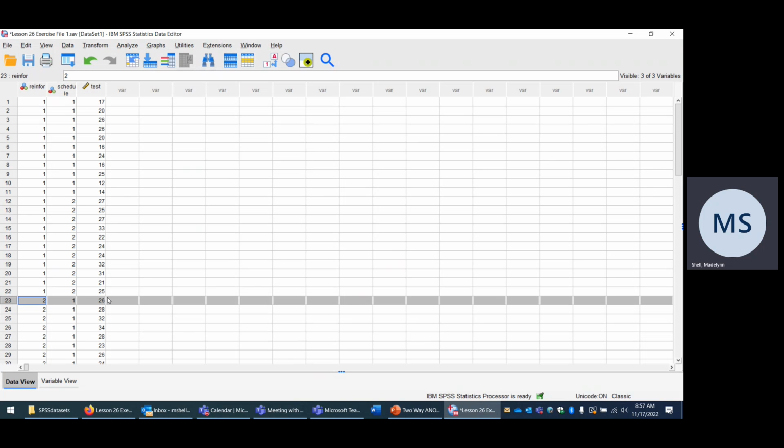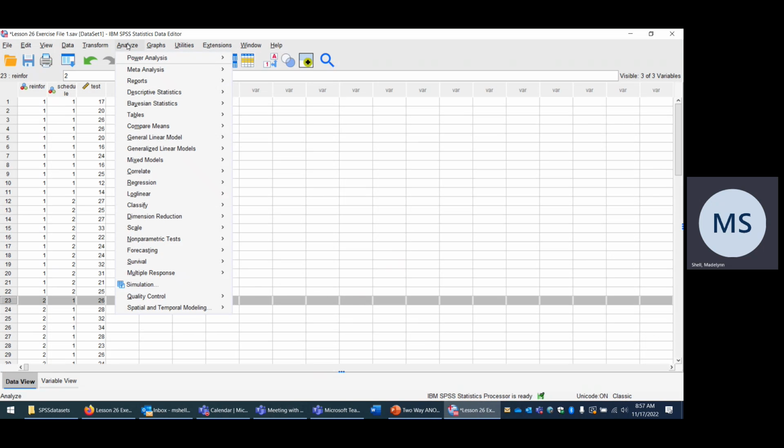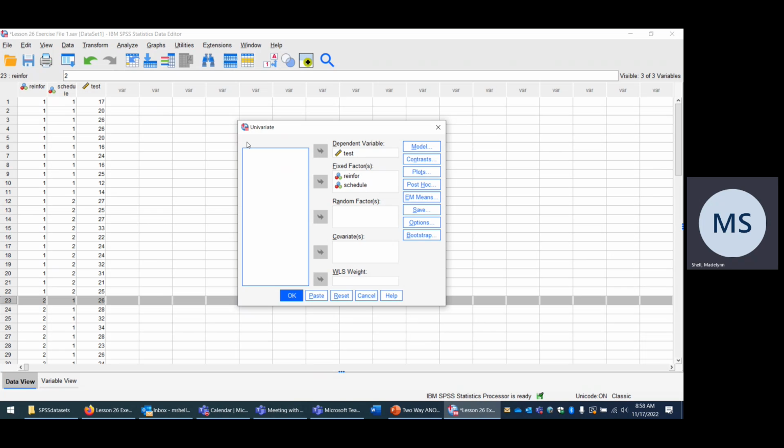So to do a two-way ANOVA, we're going to use that general linear model. So we're going to go to Analyze, General Linear Model. We are still dealing with univariate tests. So univariate indicates that we only have 1 dependent variable. We're not going to get to multivariate tests, which involve multiple dependent variables. So when we talk about univariate versus multivariate, we're talking about the number of dependent variables.